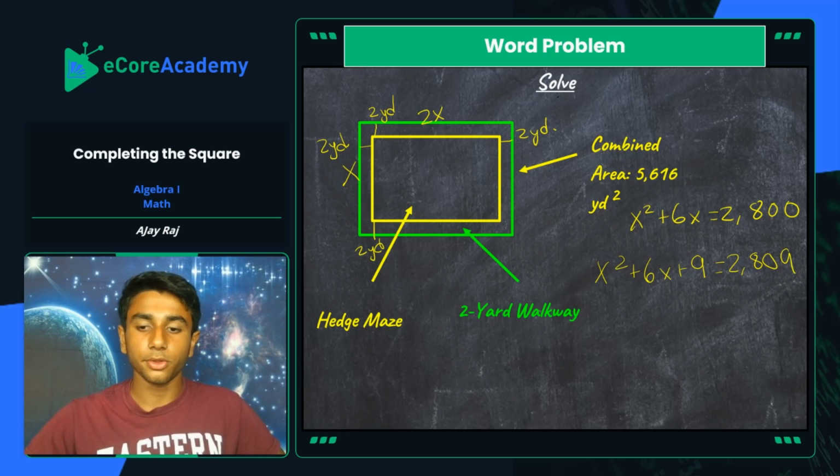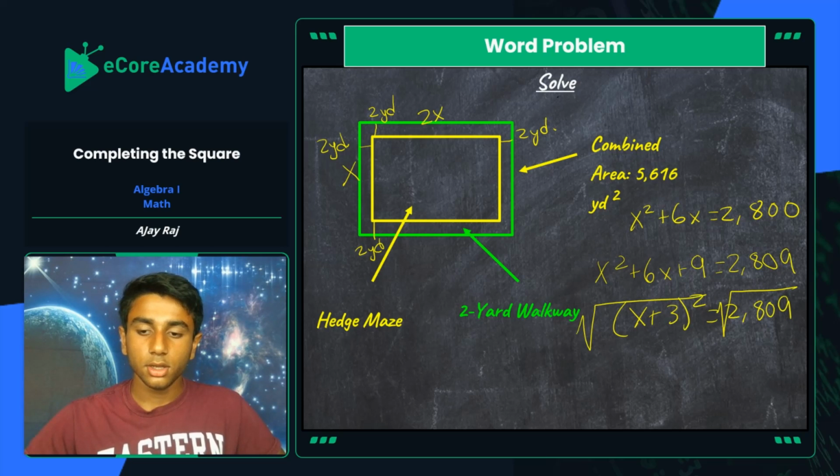And the next thing we're going to do is make this a perfect square, essentially a squared binomial, this perfect square trinomial. So we're going to factor this down. This is going to be x plus 3 squared equals 2,809. Now we're going to take the square root of both sides of the equation. So we're left with x plus 3. And the cool thing is 2,809 is actually a perfect square. That's going to equal positive or negative 53.